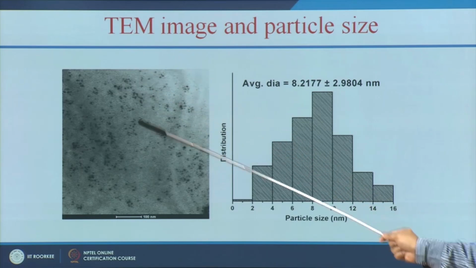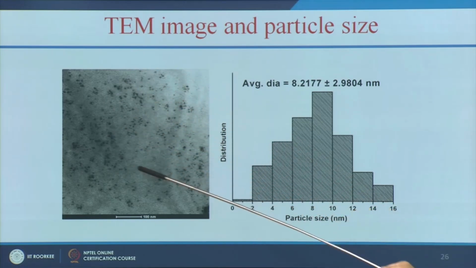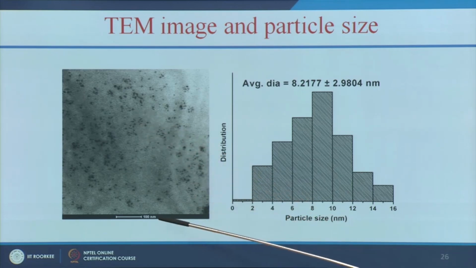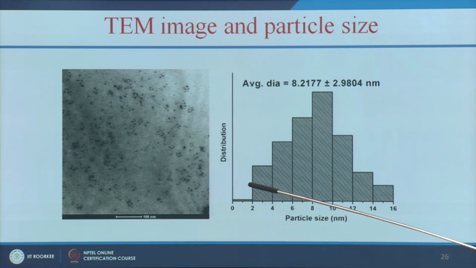So, here is an example of your TEM image, how it looks. When you study this cellular nanoparticle under the transmission electron microscope, you can see these black color dots are your cellular nanoparticles, and as I told you in the previous lecture, we have to include the scale bar. Using ImageJ software, we can measure the particle size. In this case the particle size is approximately 8.2 nanometer in diameter.